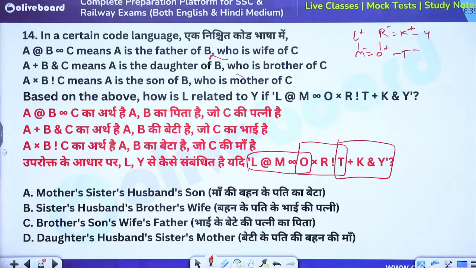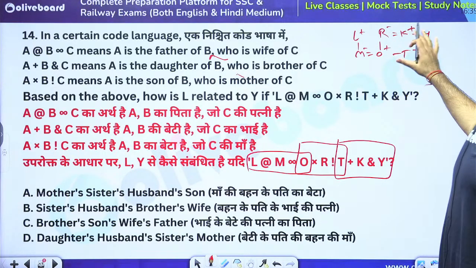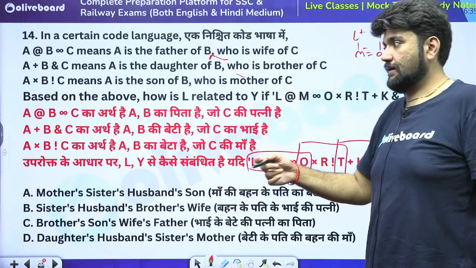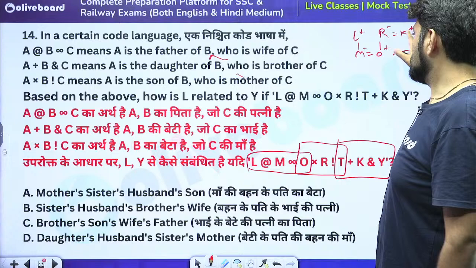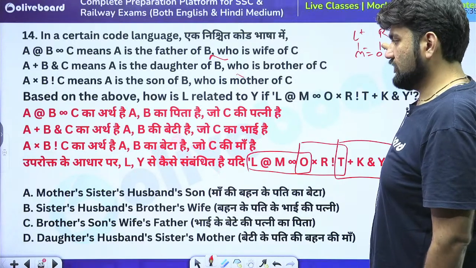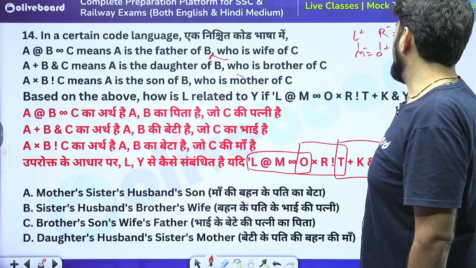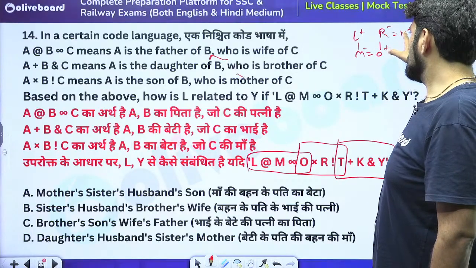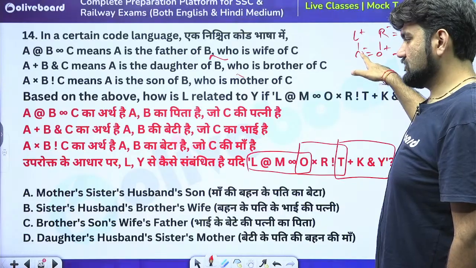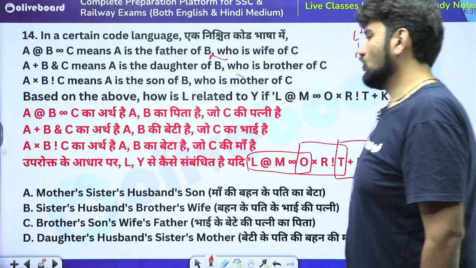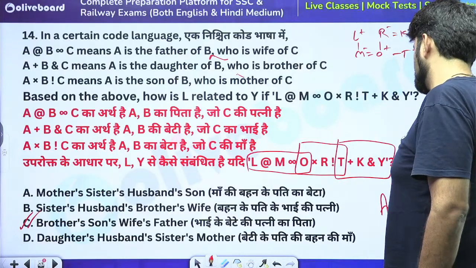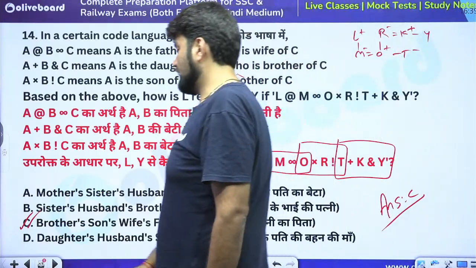Okay. The question is, how is L related to Y? So technically in English there is no relation existing here. There is no single name for the relationship, but you can have an indirect relationship, and that's what the options tell you. Mothers. So L is Y's mother's? No, not in the same line. Sister's husband's? No. Y's brother's sons' wives' father. So option C is the right answer. Okay. This is going to take time because this is new.